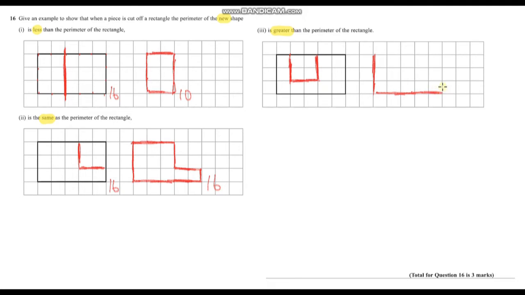So my new shape is going to look something like this. So I'm going to go up here, down 2 spaces, across 2, up and then across. And you can see that I've just cut off this square. So let's count the perimeter. 1, 2, 3, 4, 5, 6, 7, 8, 9, 10, 11, 12, 13, 14, 15, 16, 17, 18, 19, 20. And this one was 16. That's the same each time. So we are done. So we've found one where the perimeter is less than the rectangle, equal to the rectangle, and greater than the rectangle.